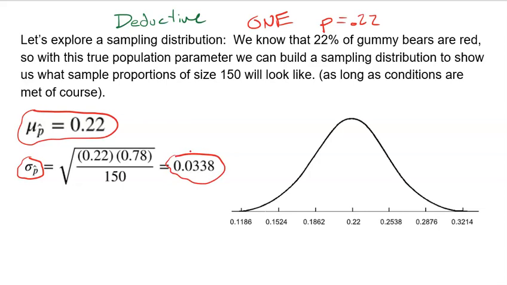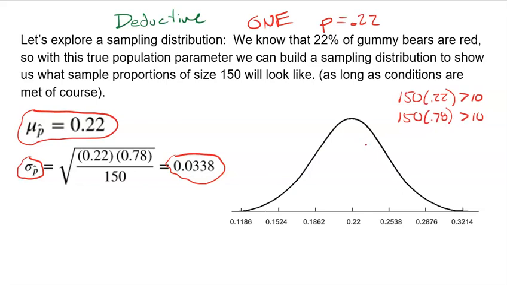Now, hold on a second. This formula is only true as long as 150 is under 10% of all gummy bears. Pretty sure there's a lot of gummy bears out there, so we can assume independence between our samples. And then, of course, we can make a picture that's normal. I need n to be big enough. So how do I know I'm big enough? Well, 150 gummy bears, 22% are supposed to be red. That number is more than 10. 150 gummy bears, 78% are not red. That number is also more than 10. So I know I'm big enough to use the normal model.